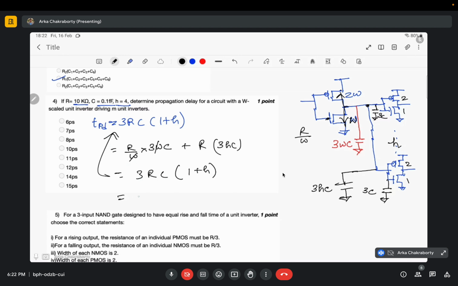Okay, so basically 3R is how much? R is 10K. C is how much? 0.1 femto, that is 10 to the power minus 15 femto, and 1 plus H is 4. So it is basically 4 plus 1 is 5. So it is basically 5 into 3, 15. 10K is 10 to the power 4, and 10 to the power minus 16, this 10 and 0.1 I can cancel, so 10 to the power minus 12 second. So this is 15 picosecond. 15 picosecond is the answer, right?